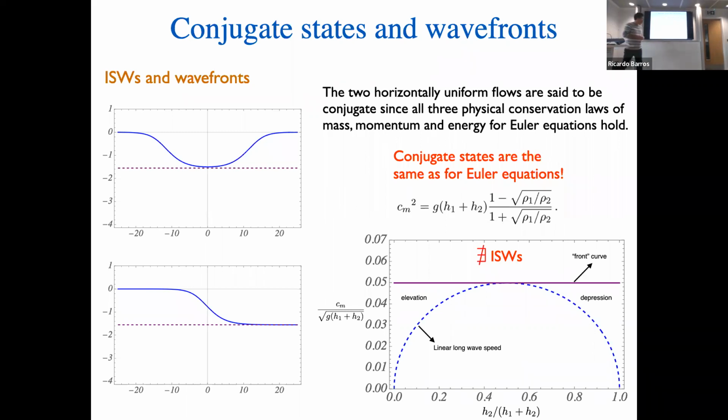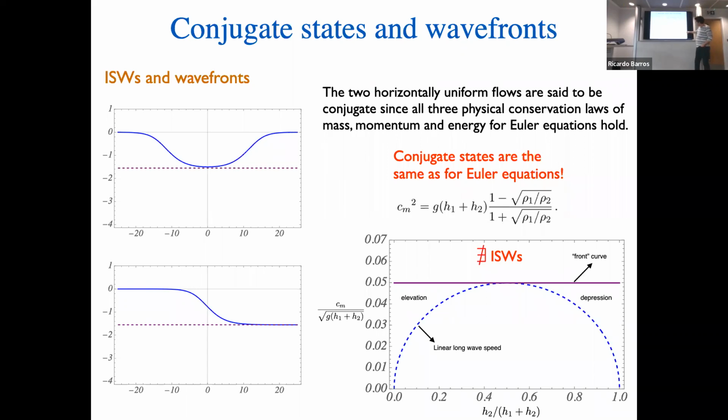So you can see this in this diagram where, for example, this is what we call the front curve, which is the speed at which you attain the maximum speed for the existence of solitary waves. For speeds larger than these ones, there are no solitary waves, okay? And here, what you see in this dashed line is the linear long wave speeds, okay? And the solutions can only exist from the dash to the front curve, okay?